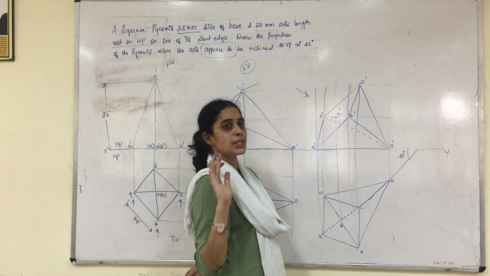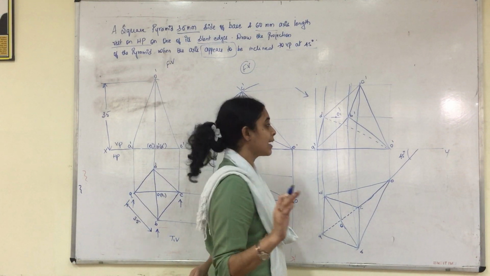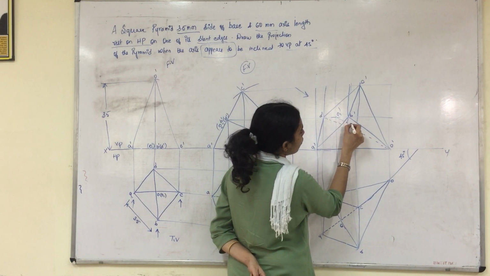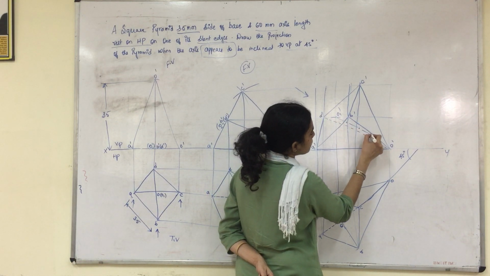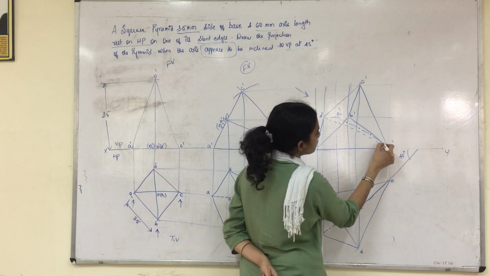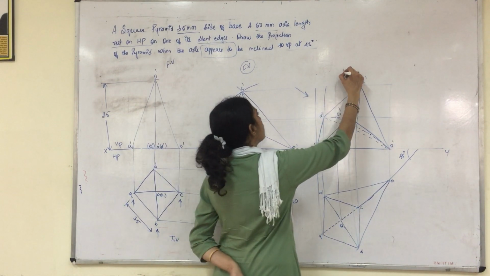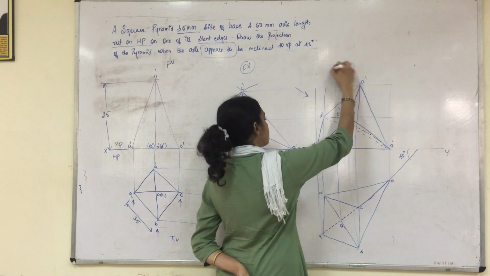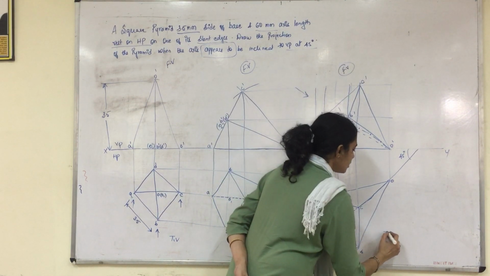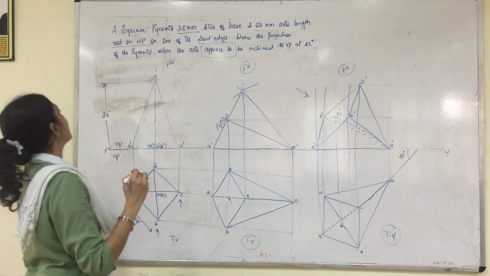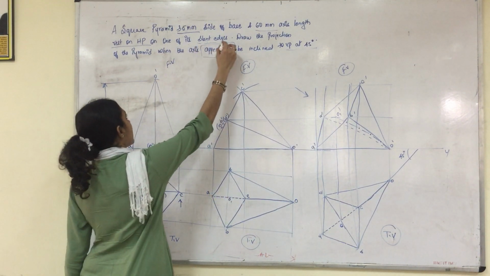Along with that, students always forget to show the axis line. Kindly show the axis line from O1 dash to O dash. Okay, so this will be the final stage of the front view and the top view when the given problem is resting on one of its slant edges.